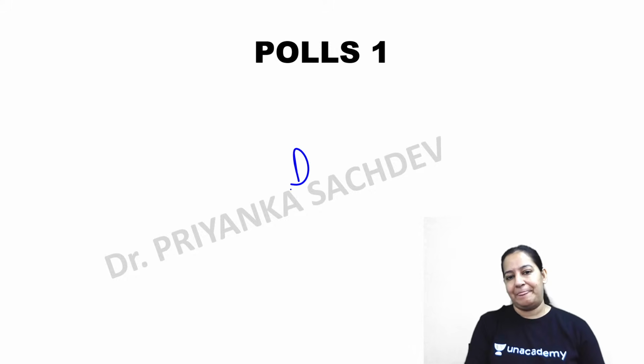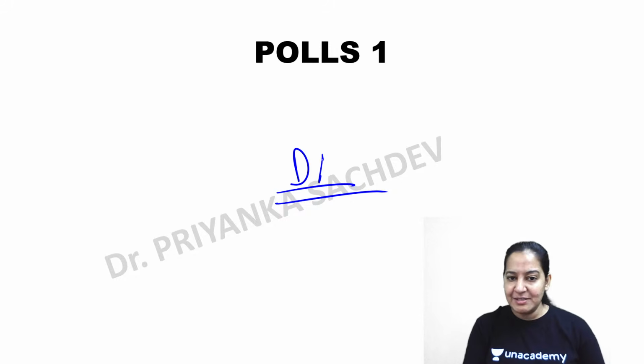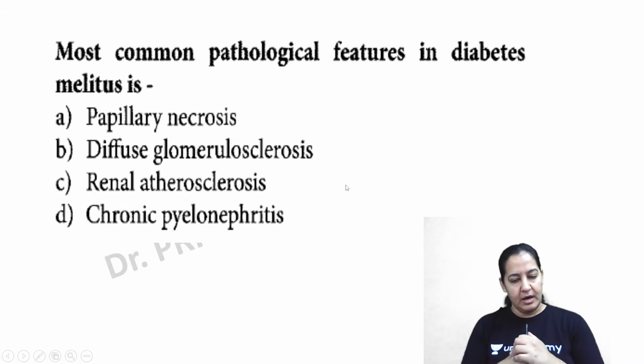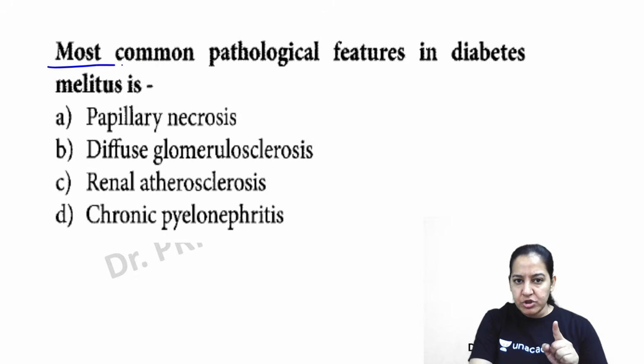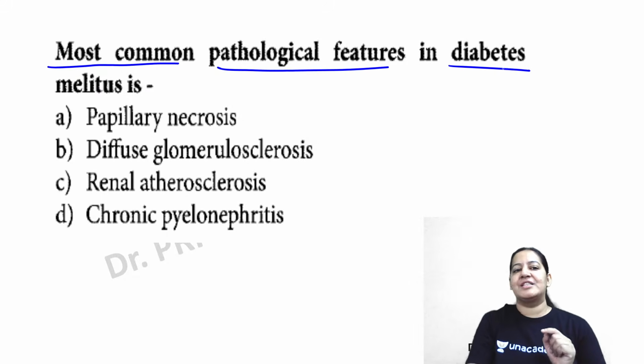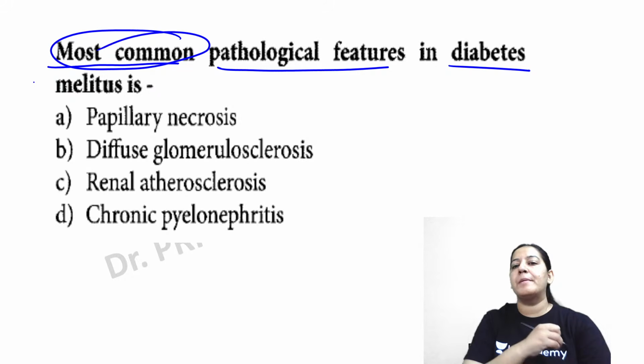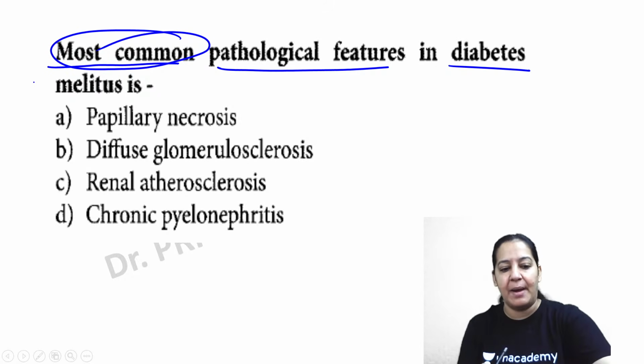Diabetic nephropathy. In diabetes mellitus, the involvement of the kidney is diabetic nephropathy. So tell me the answer. Can you see the question in front of you? If you know the answer, please write it down in the chat box. Please everyone participate. Tell me the most common pathological feature in the kidney in diabetes mellitus.